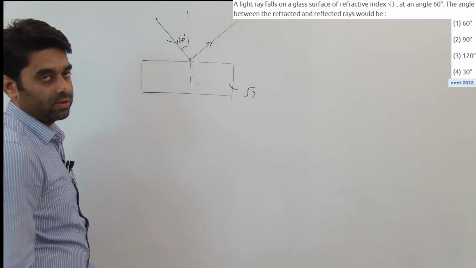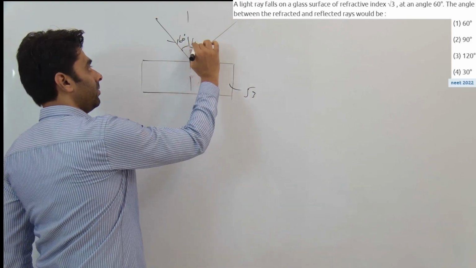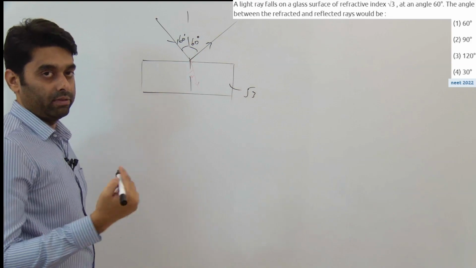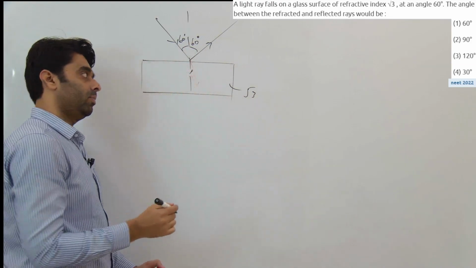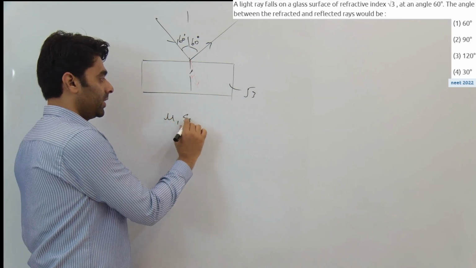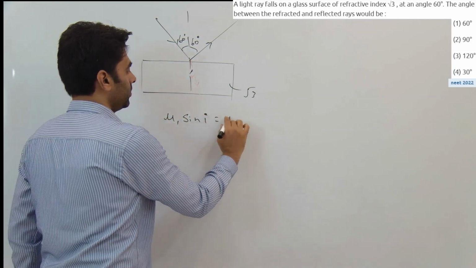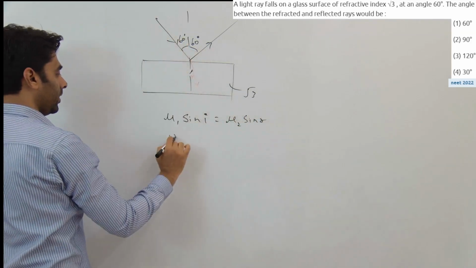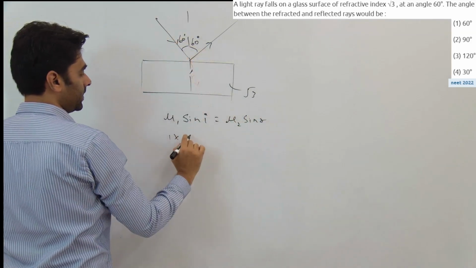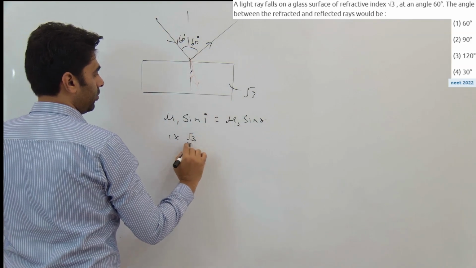Angle of incidence is equal to angle of reflection, so this angle will also be 60 degrees. Can we find out this R, that is, the angle of refraction? Yes. With the help of Snell's law, we can write mu1 sin i is equal to mu2 sin r. Mu1 over here is air, and sin i, the angle of incidence, is sin 60, that will be root 3 by 2.